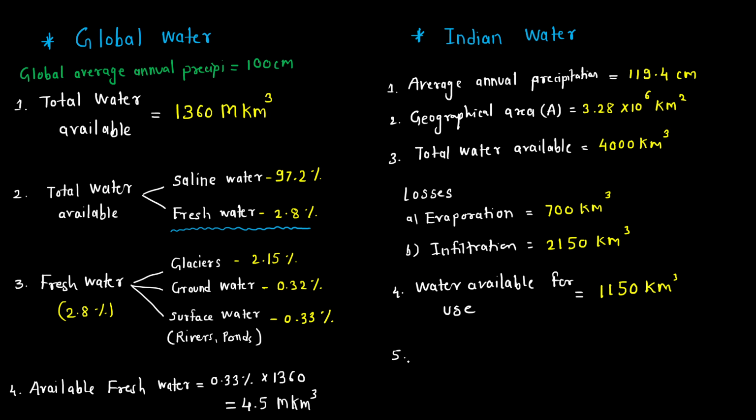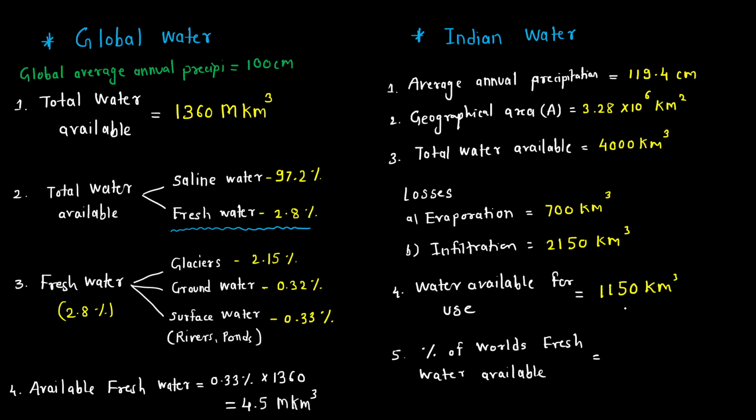Okay. So in terms of percentage, if you want to find out the percentage of the world's fresh water available, that means the total amount of fresh water available for drinking in the global context, it is 4.5 million kilometer cube. What is the total water available in the Indian context for use? It is 1150 kilometer cube.